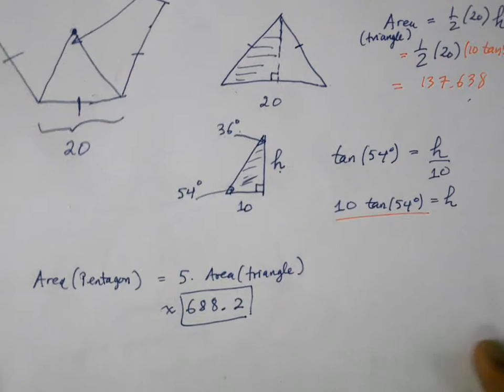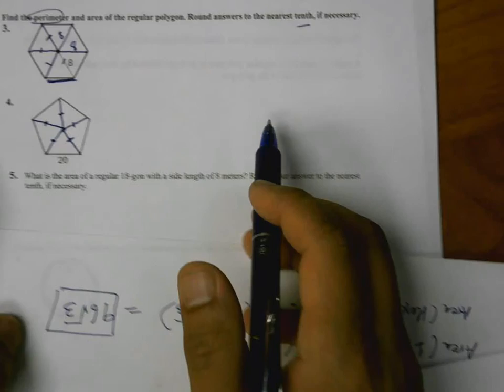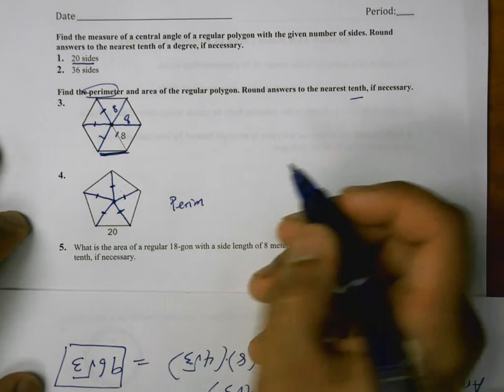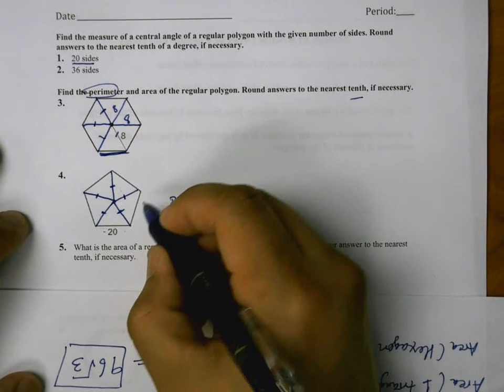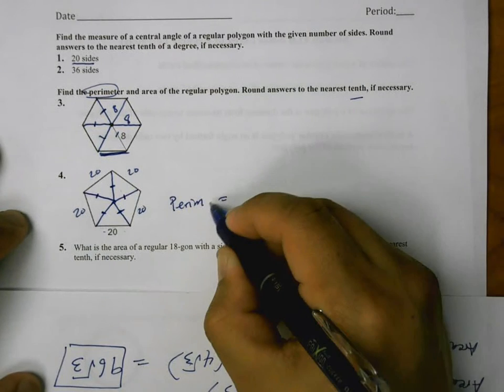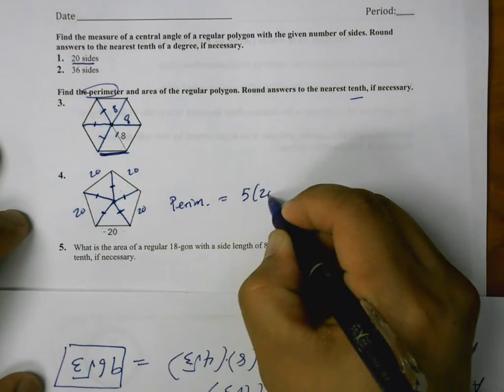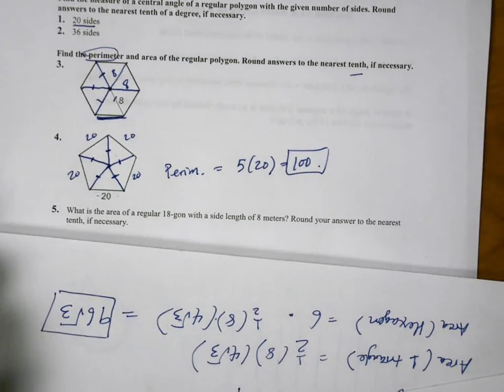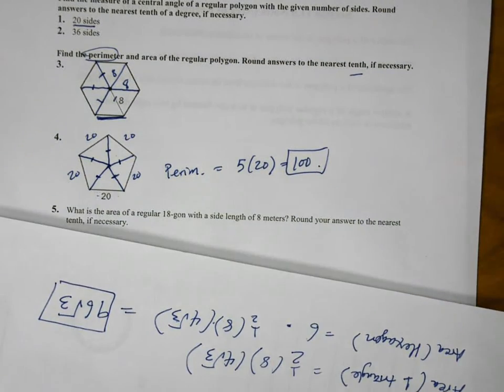Now for the perimeter, I actually jumped straight to area this time. But for the perimeter, this one should be pretty straightforward. The perimeter is 20 times 5, because this is 20, this is 20, this is 20, and this is 20. So the perimeter is just 5 times 20, which is 100. The area took a little bit more work to figure out.